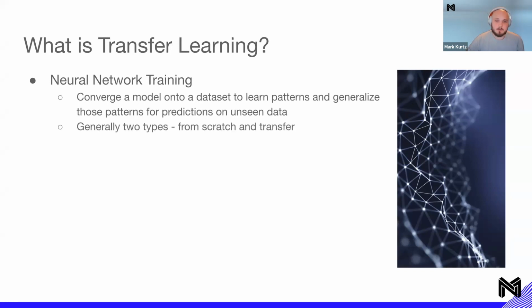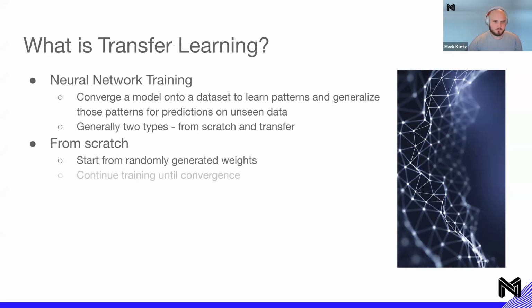There are generally two types, from scratch and transfer. From scratch, we're going to start from randomly generated weights. We have our layers all laid out, and then we're going to go through some random initialization procedure for what to start all those weights at. And then we're going to continue training until convergence. The randomly generated weights can go through a few different methods. There's obviously been a lot of improvements in terms of how to do that to make sure that you have information flowing throughout the network properly. But what it doesn't do is take advantage of some type of pre-initialization like transfer learning does.